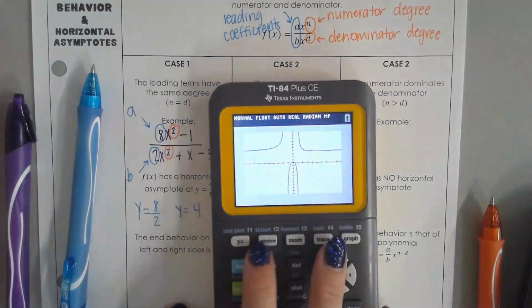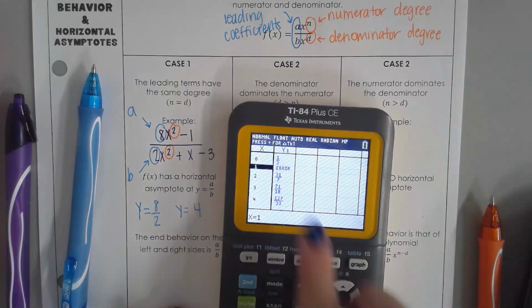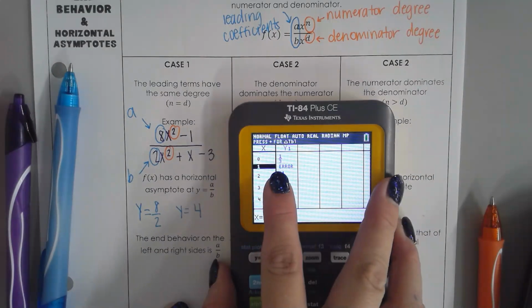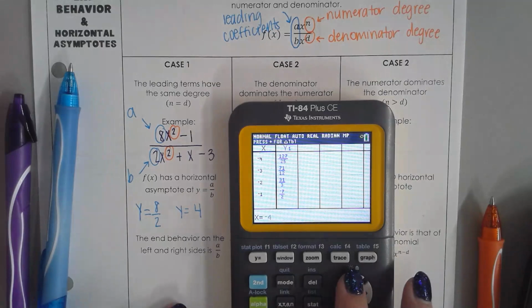If I were to look at the table and I were to scroll, I would never see a 4 on the y side. That's probably where I see an error. That might be where that 4 came in.